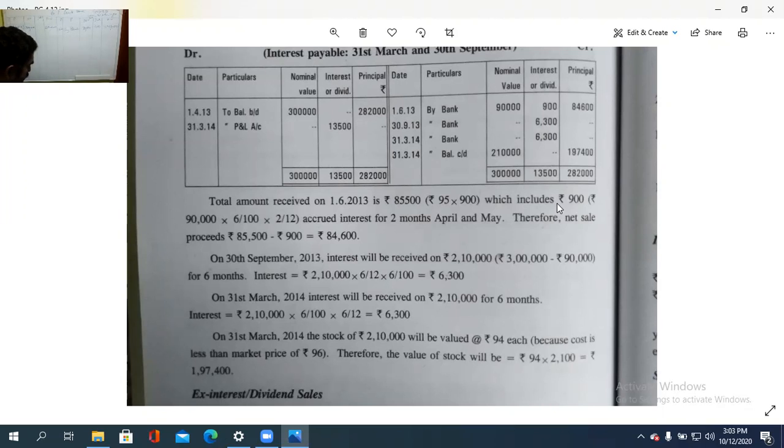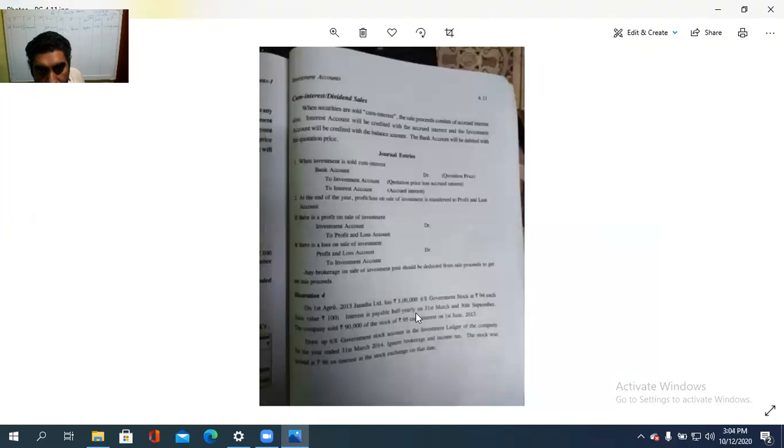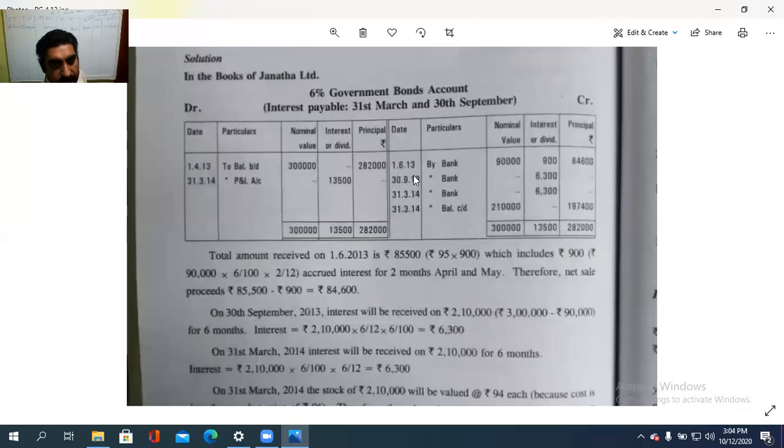In this way, firstly, 3 lakh is the amount, that is 3,000 into 100. This is 3,000 into how much? 94. This is 3,000 into 94, because 3 lakh divided by face value 100 is 3,000. 3,000 into 94 is 2 lakh 82,000. Do you understand this? Then what is the next part?